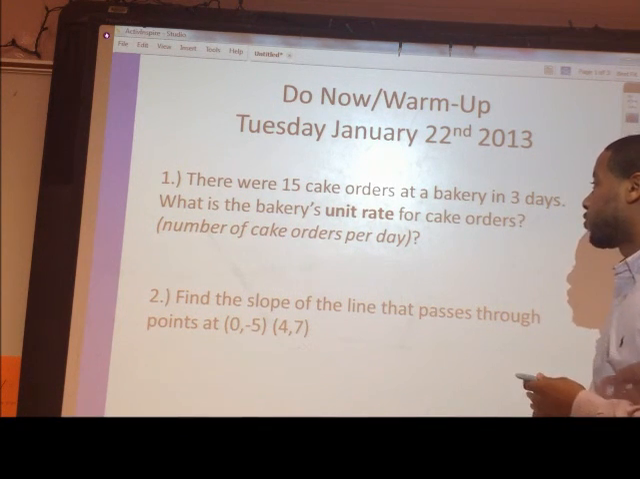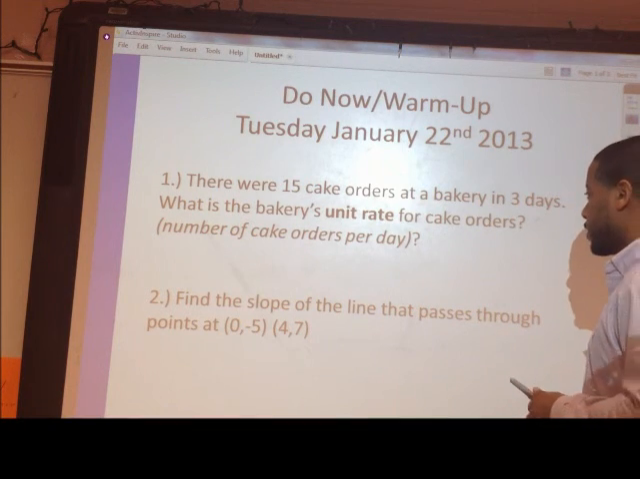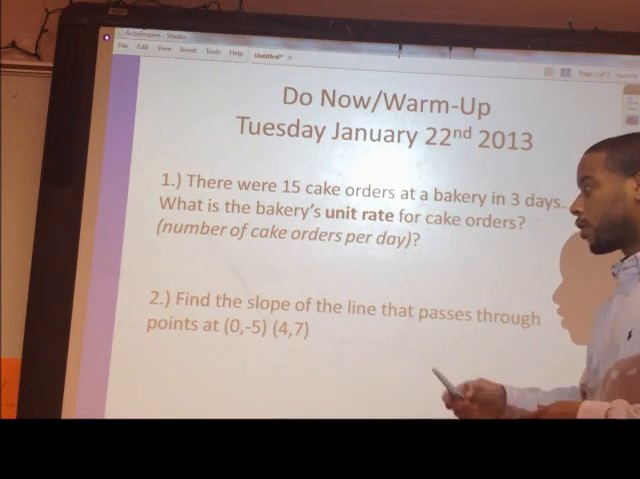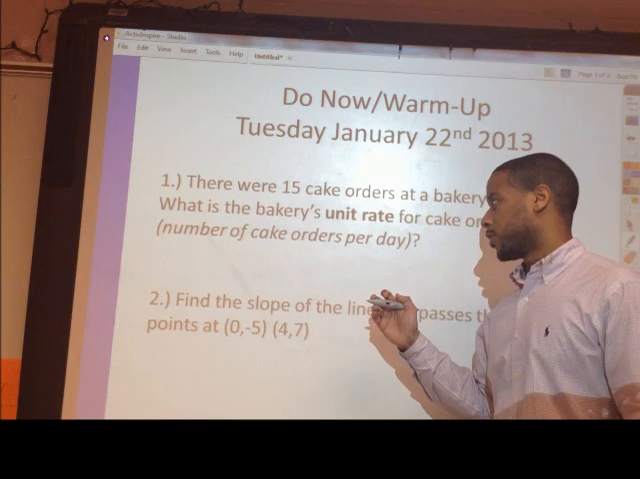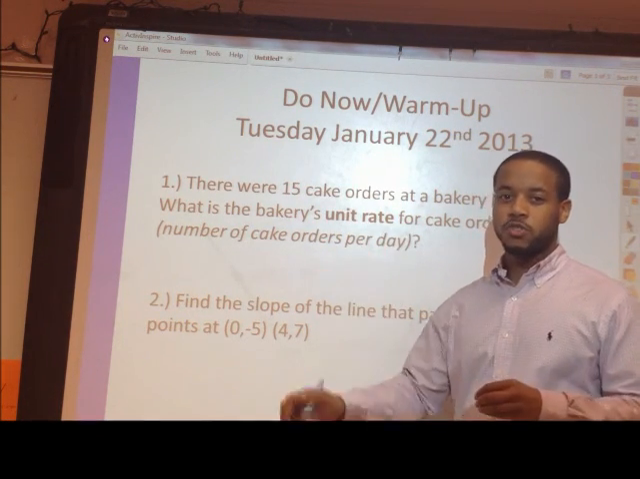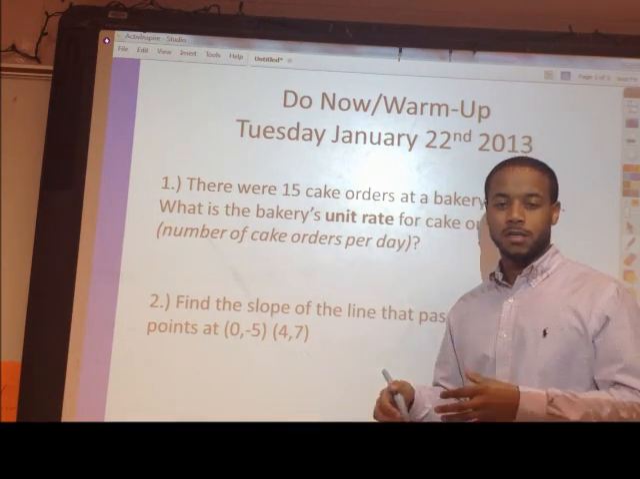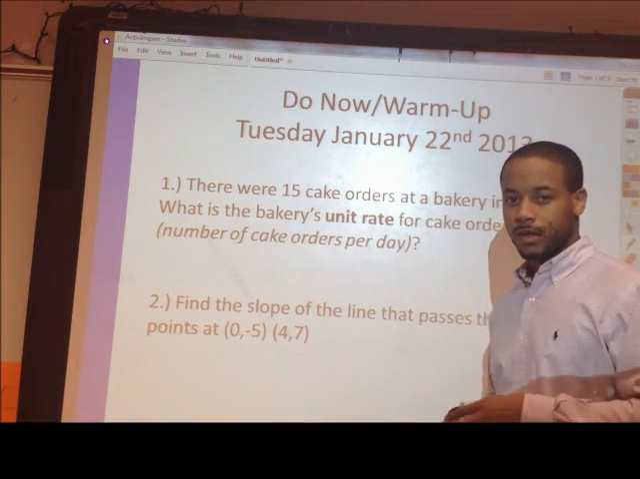There were 15 cake orders at a bakery in 3 days. What is the baker's unit rate for cake orders, or the number of cake orders per day? We talked about unit rate. Whenever we have these word problems, we're trying to get it down to cost per or item per 1 unit. Get it down to 1 unit.